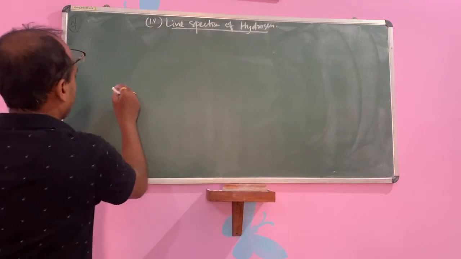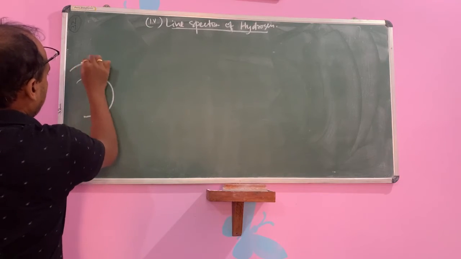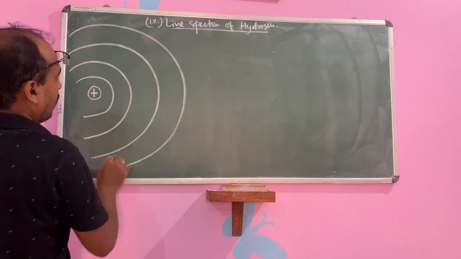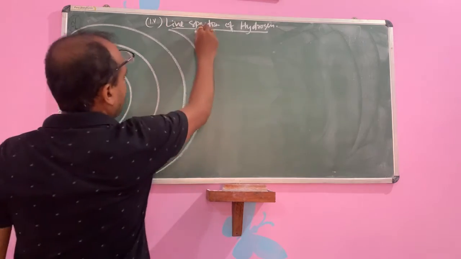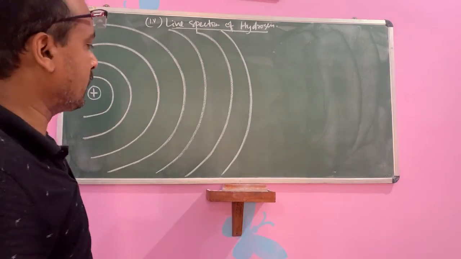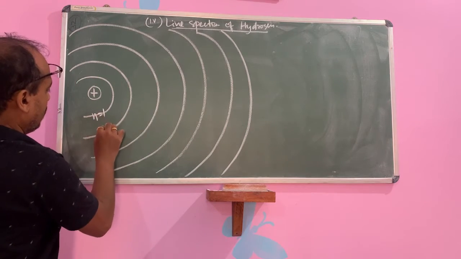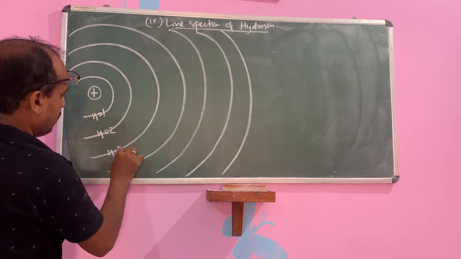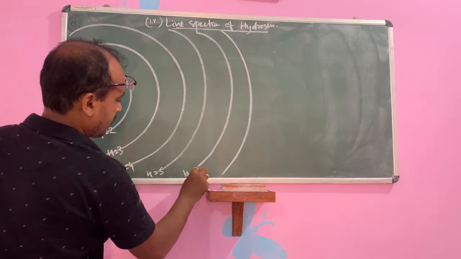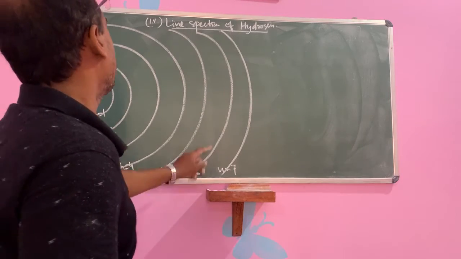Suppose this is your nucleus, this is your K cell, L cell, M cell, N cell. These are all imaginary, having fixed, definite energy by which the electron can be permitted in each orbit. That is n is equal to 1, n is equal to 2, n is equal to 3, n is equal to 4, n is equal to 5, n is equal to 6, n is equal to 7, like this.